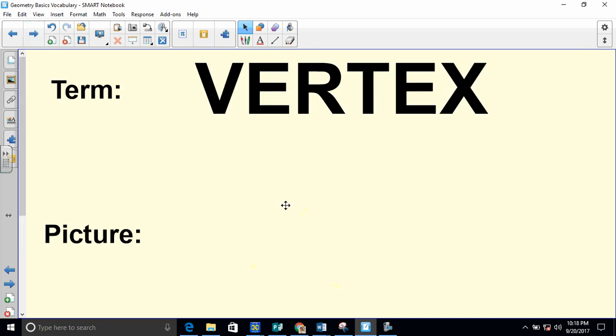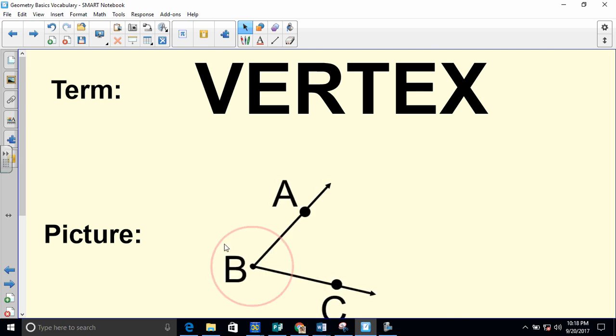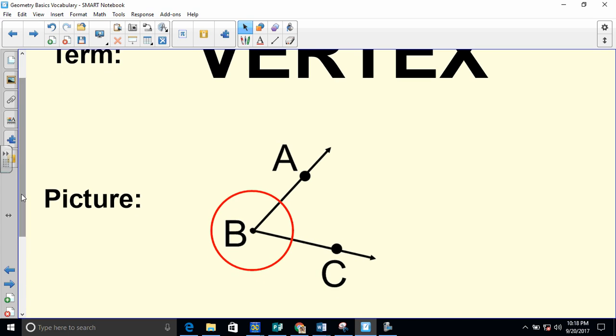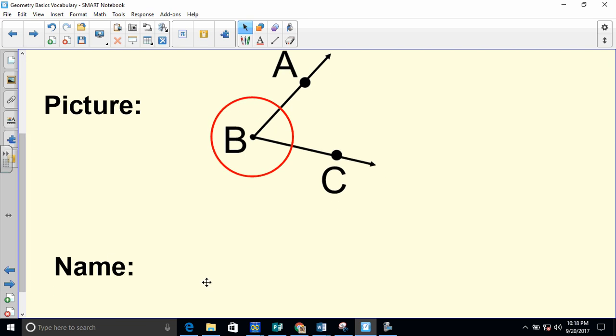And so just speaking of a vertex, again, if you have an angle, the vertex is where the two rays meet. Remember, when you're naming an angle by 3 letters, the middle letter has to be the vertex of the angle. And the vertex is a point, so we'll just name it point B.